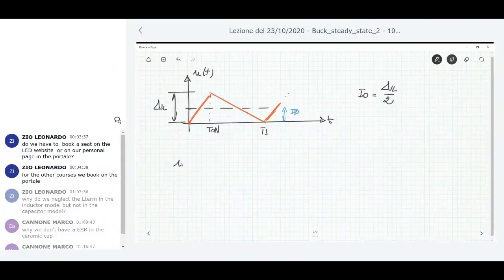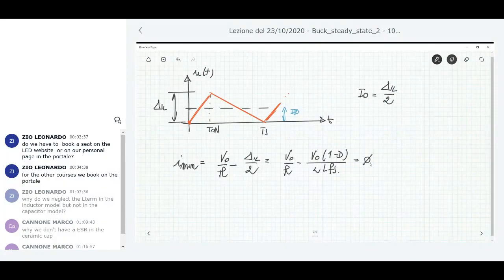Remember that we defined the minimum current flowing in the inductor as V0 over R minus delta IL divided by 2. So it is V naught over R minus V naught times (1 minus D) divided by 2 L f_s. And this is the minimum current. The minimum current in that situation I depicted in this figure is null, okay? Because this current here.